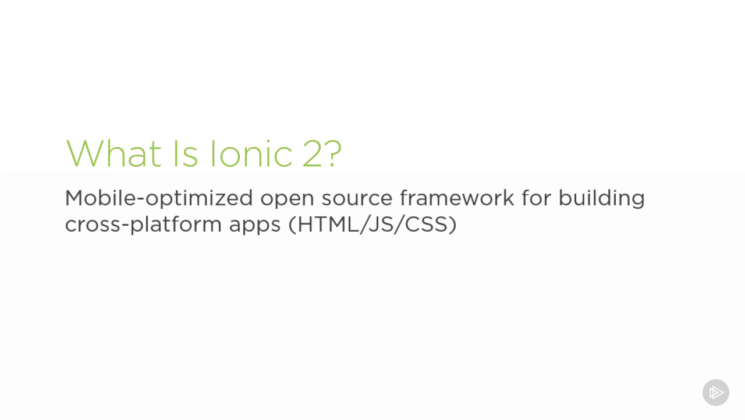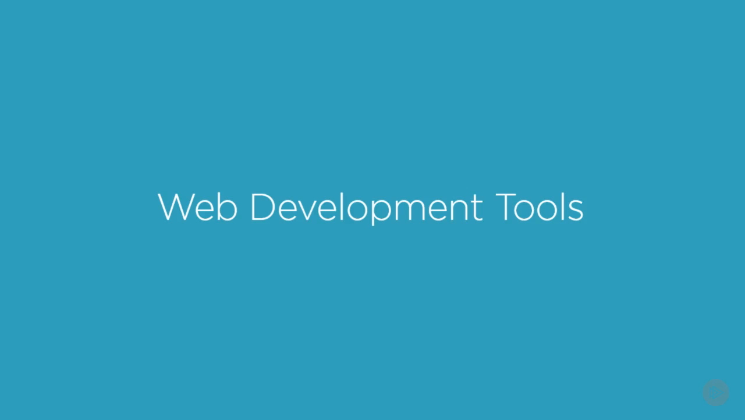Before we start diving into all the code examples, it's important for us to answer the question, what is Ionic? In short, Ionic is a mobile-optimized open-source framework for building cross-platform apps, such as Android and iOS, using familiar web technologies like HTML, JavaScript, and CSS. But let's go a little deeper with our definition.